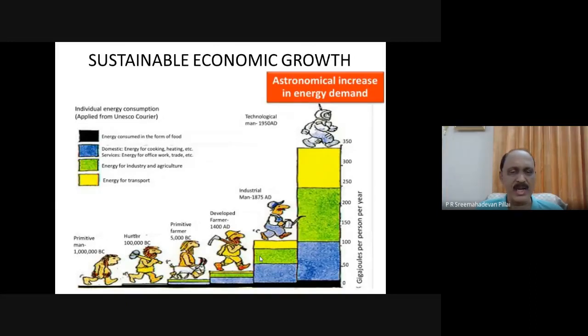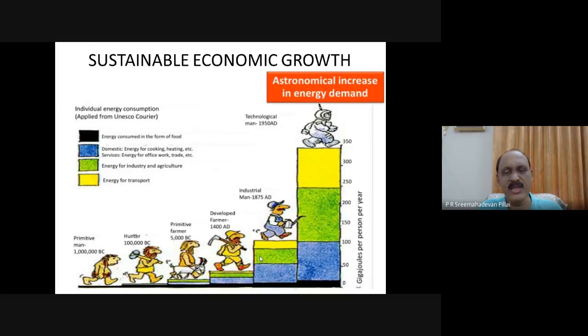At that time, see the ways in which energy was used. The dark blue color is the energy used for food. Then the blue color is the energy used for cooking and other services like domestic activities and transportation, such as the bullock cart. Even animal energy can be included in that. The third, green one, is the energy for industry and agriculture. And the last, yellow one, is the energy for modern transport.